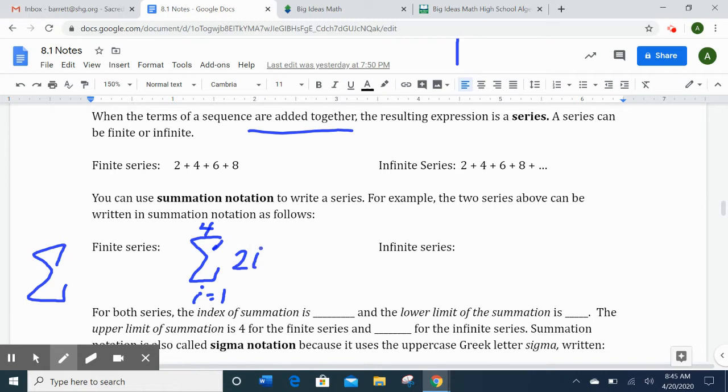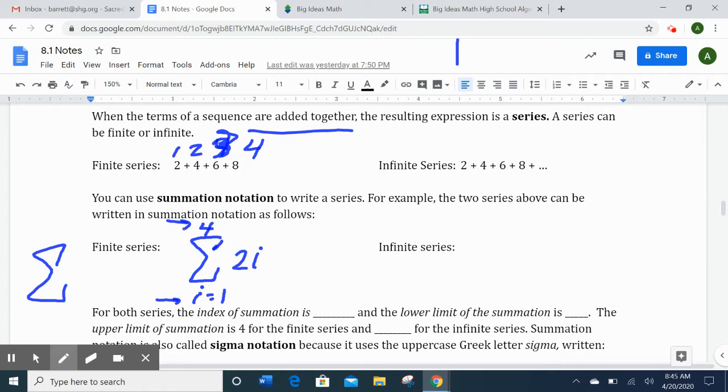And here's what this means. It means that the first term, there are 4 terms total. So I'm going to go from the first term to the 4th term. And what is the pattern? 2i, which means I take 2 times that term. So 2 times 1 is 2, 2 times 2 is 4.